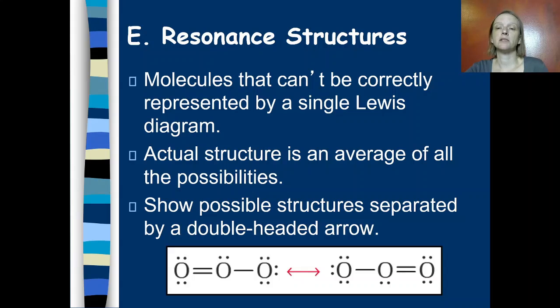So for instance, for the ozone molecule, whose formula is O3, 3 atoms of oxygen bonded together, we can have a central oxygen with a double bond to the left or a central oxygen with a double bond to the right. These are equally valid structures, and we show that they're both equally valid by showing a double-headed arrow between the two structures.